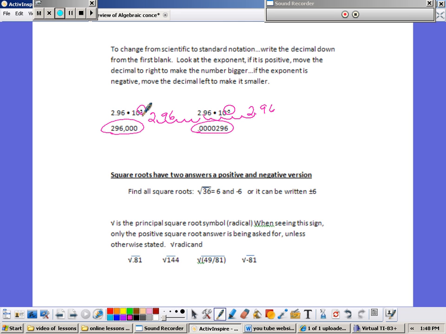Okay, so the square root of 0.81 is 0.9. The square root of 144 is 12. The square root of 49 over 81 can be split into the square root of 49 over the square root of 81, which is 7 over 9. The square root of negative 81 has no solution because it's a non-real answer. In fact, it's an imaginary answer. I'm not allowed to have a negative number under a square root.